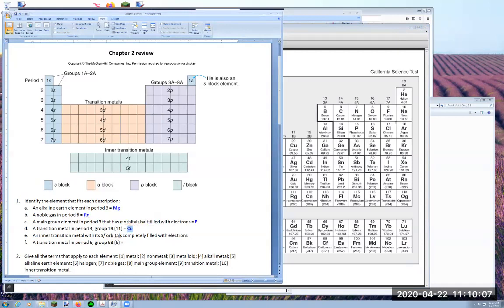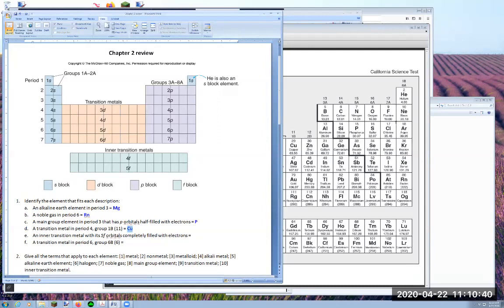An inner transition metal with its 5f orbitals completely filled with electrons. So as it says here, inner transition metals are those 2 rows at the bottom of the periodic table. They are called inner transition metals, and so it's also the F block. The F block, so if you count, there are 14 columns there. 1, 2, 3, 4, 5, 6, 7, 8, 9, 10, 11, 12, 13, 14.